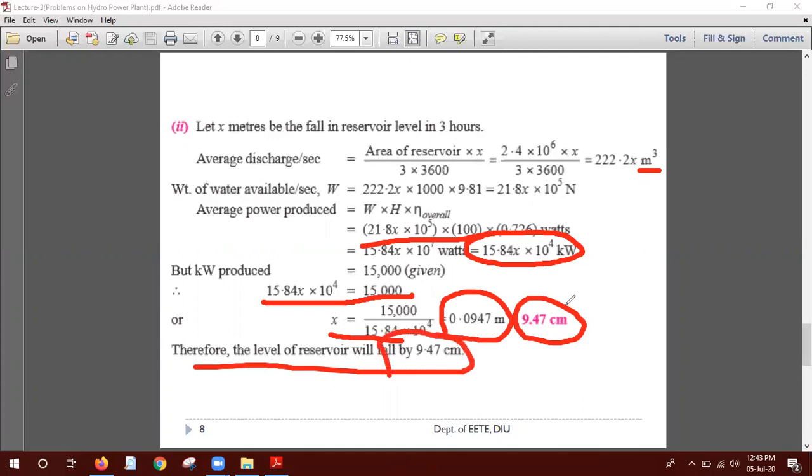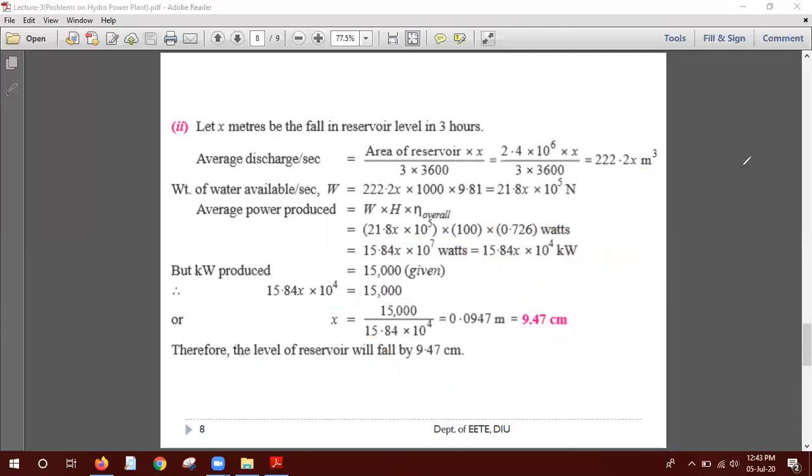We find the power from our equation. The power is already given, because there is one variable missing, that is x. So from these two, we build the equation, and from there we find out the value of x. So that's how we need to find out the amount of water available, or amount of water discharged, for producing that kind of energy.